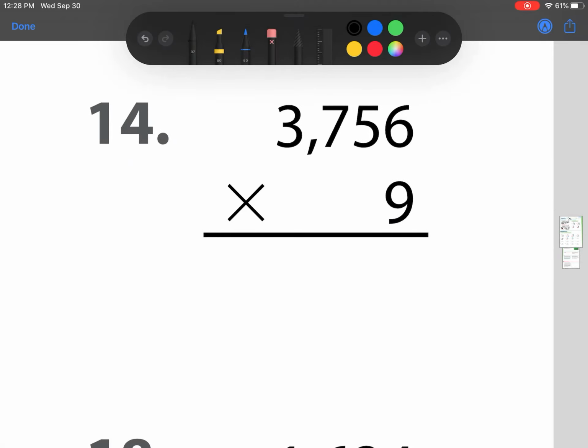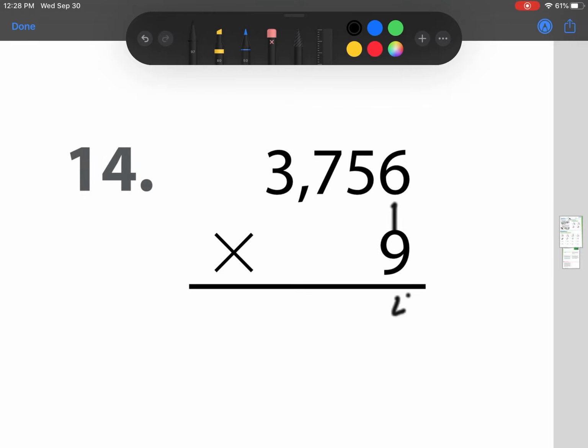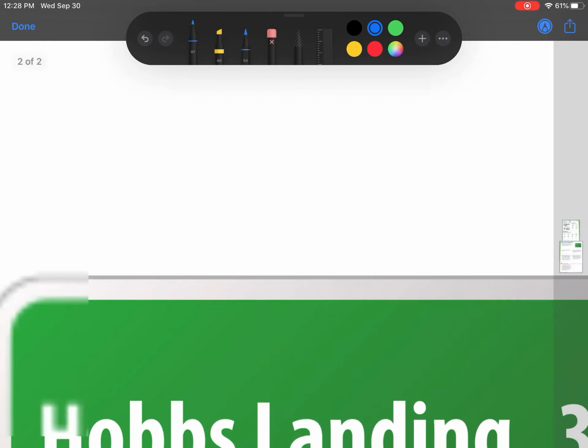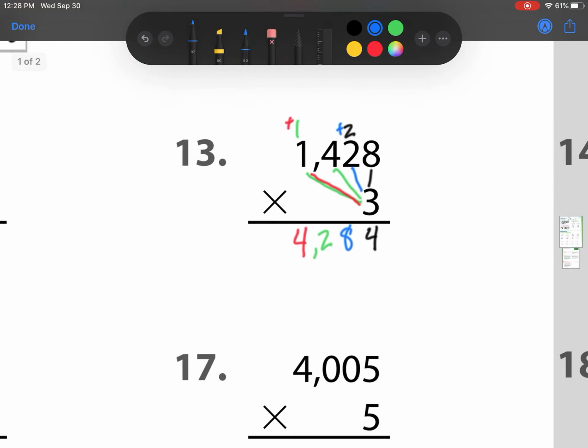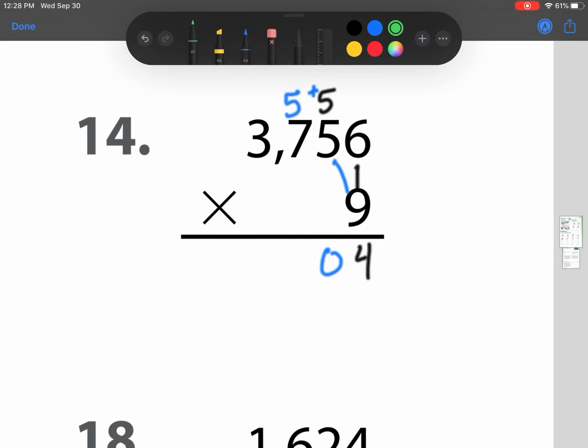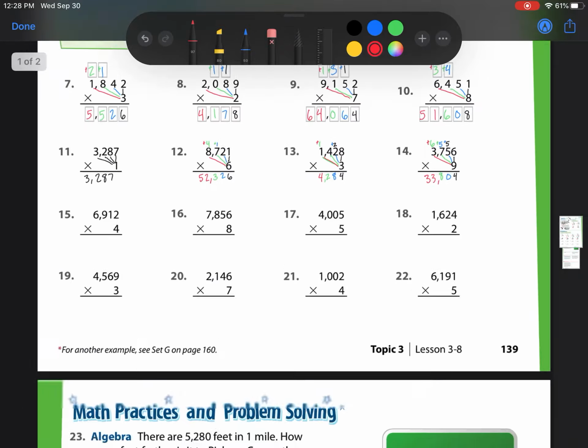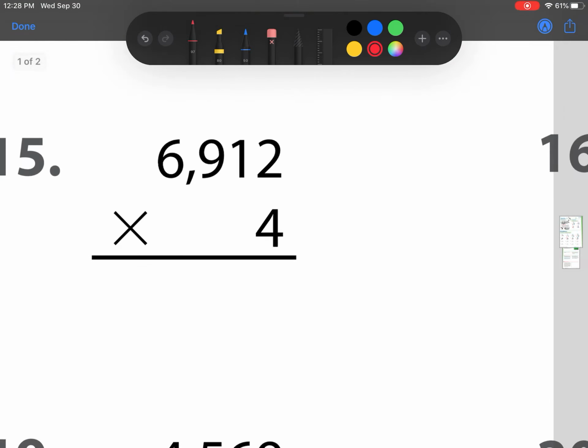For number 14, 9 times 6 is 54, so I regroup that 5. 9 times 5 is 45, plus 5 is 50, so I put that 0 down and I regroup the 5. 9 times 7 is 63, plus 5 is 68, regroup that 6. And lastly, 9 times 3 is 27, plus 6 is 33, for 33,804.